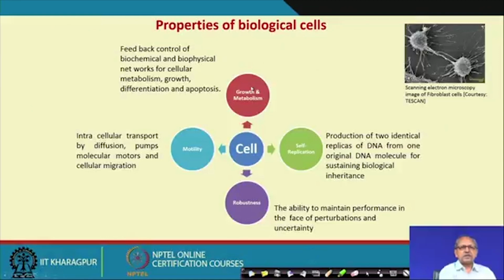Then we come to growth and metabolism. This encompasses a huge amount of biochemical and biophysical networks for survival, growth, differentiation and ultimate apoptosis, that is programmed cell death. And these networks are controlled by feedback mechanisms, but all the complex manifestations of these cells cannot be explained simply by feedback mechanisms.